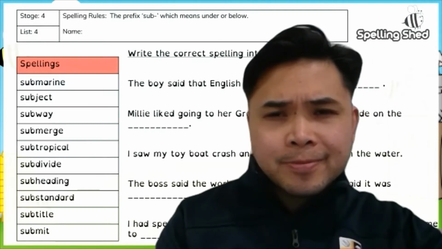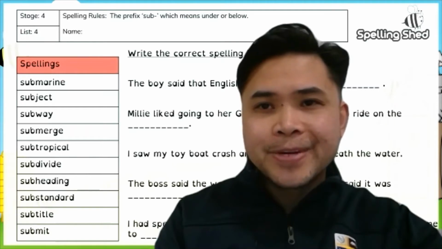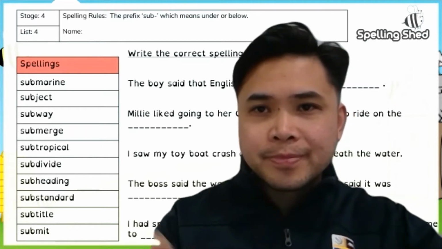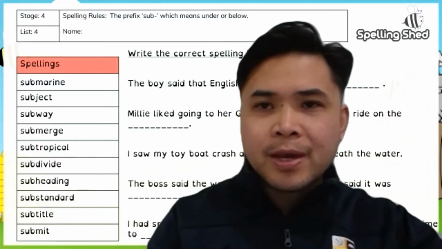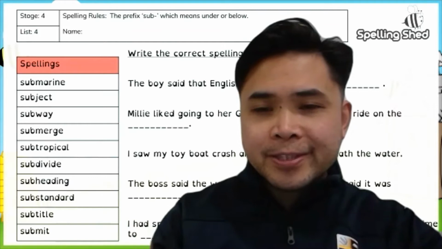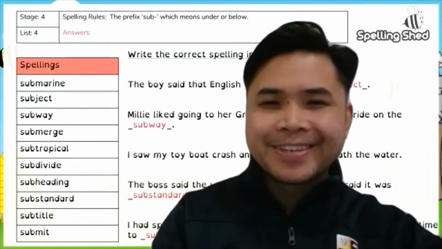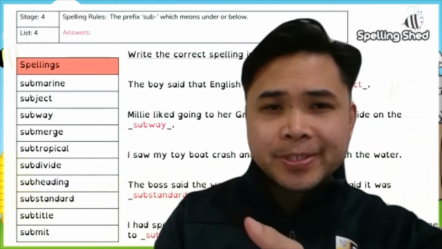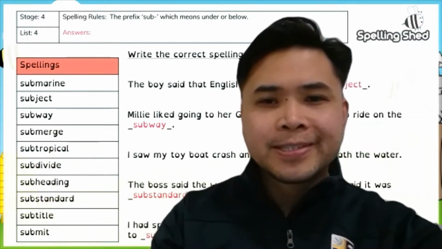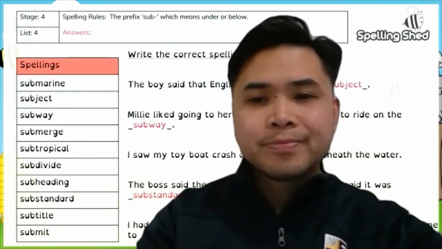Now, has anyone here ever ridden a submarine to get anywhere? No. The correct answer would be subway, okay? Do you guys know what a subway is? It's a train that goes underground, okay? That makes a lot more sense than taking a submarine to someone's house, yeah? Cool.